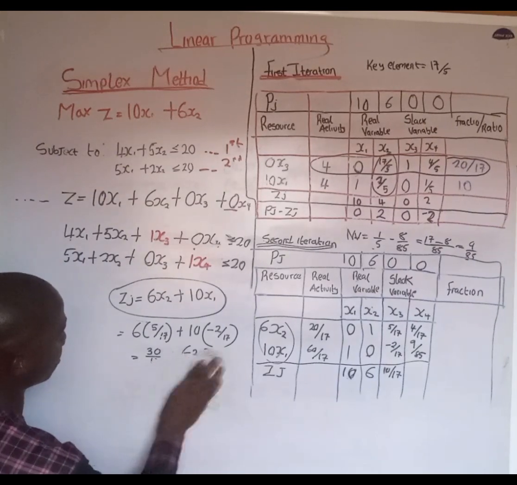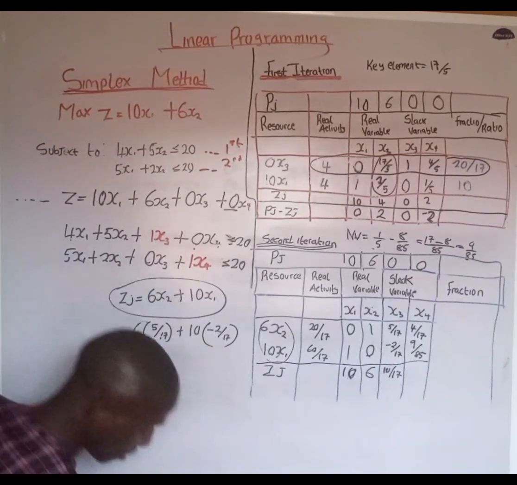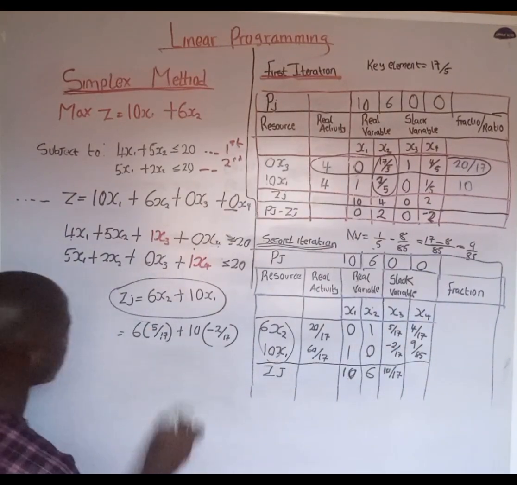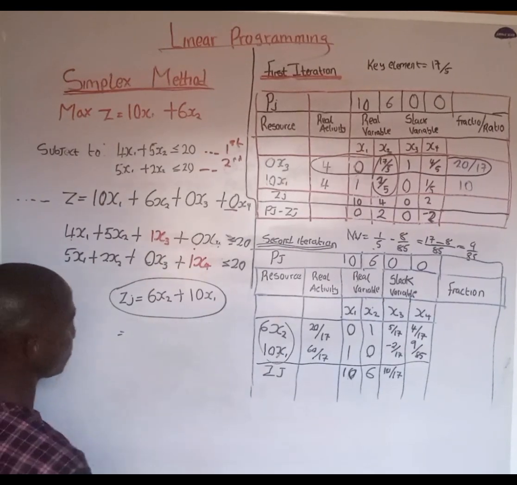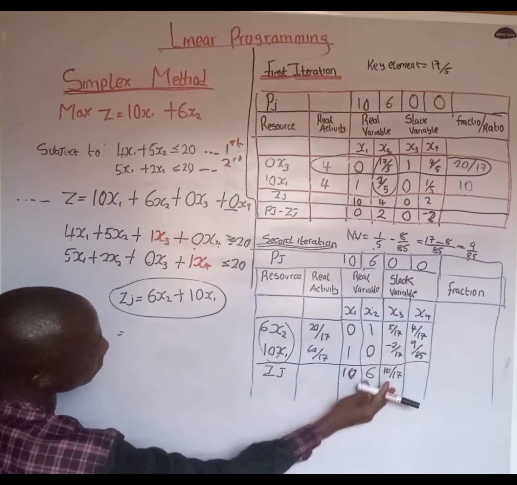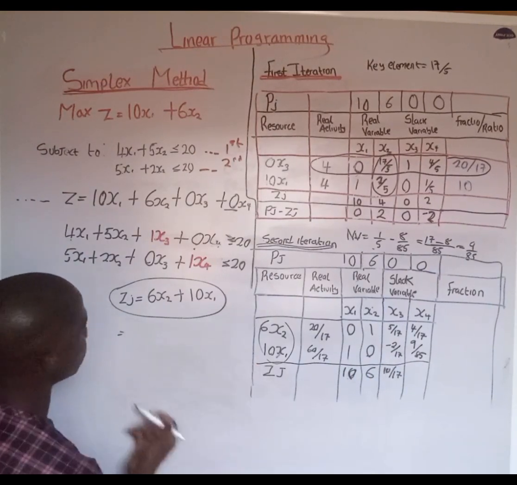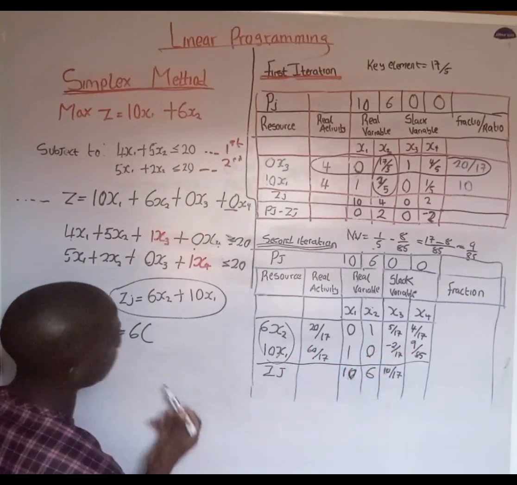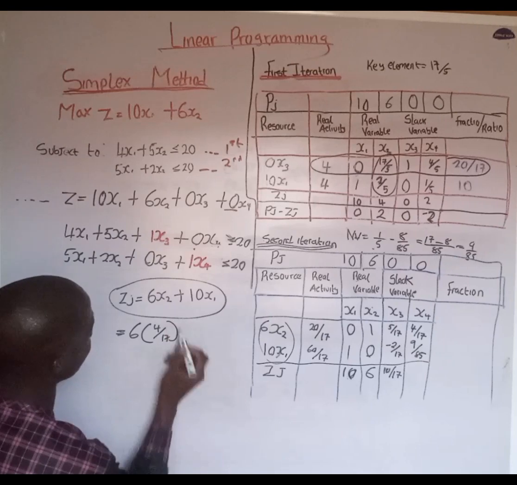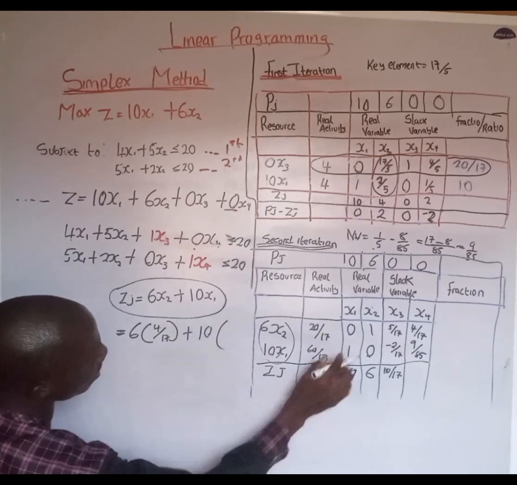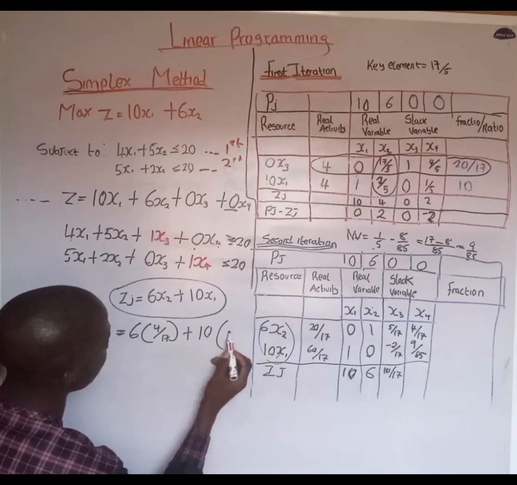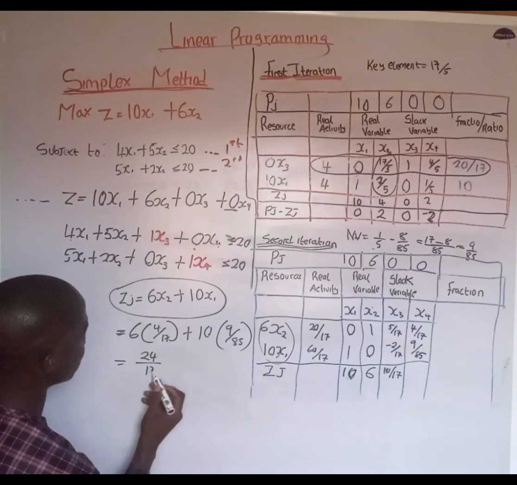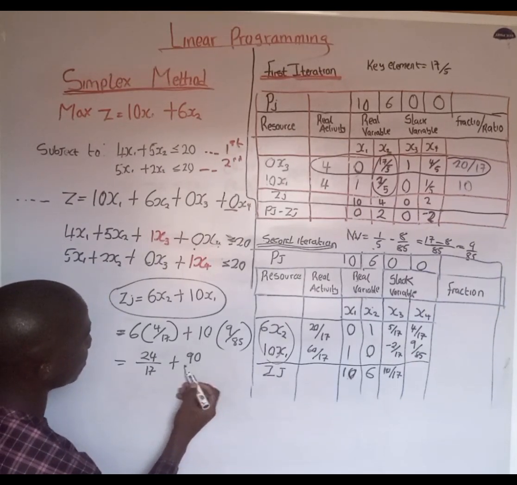So let's proceed to calculate the zj of column x4. I'm still going to use the same approach. Okay, let me erase this. For the zj of column x4, I have 4/17 and 9/85 as x2 and x1 respectively. So I'm going to have 6 into bracket 4/17, plus 10 into bracket 9/85. So 6 times 4 is 24, 24/17, plus 10 times 9 is 90, 90/85.